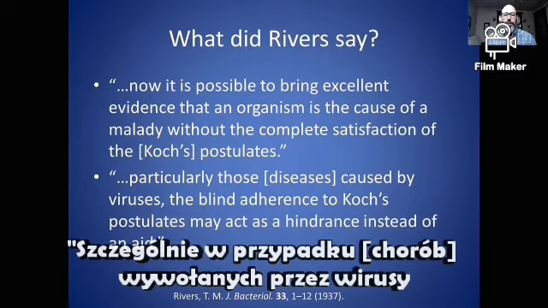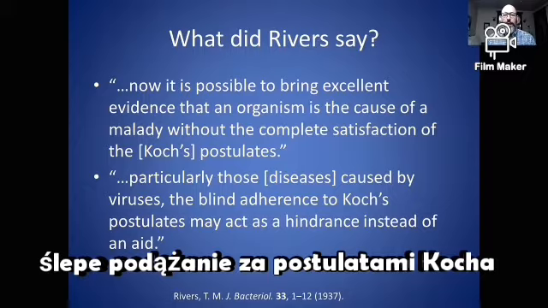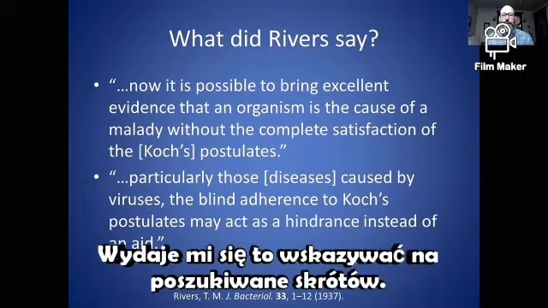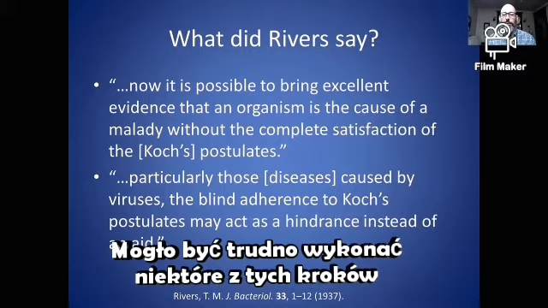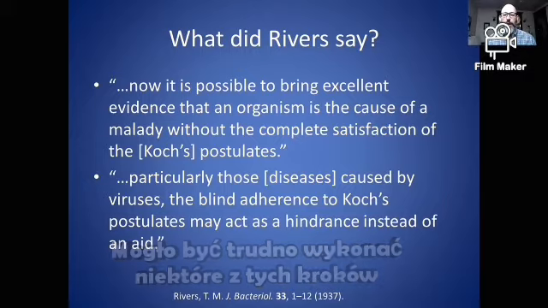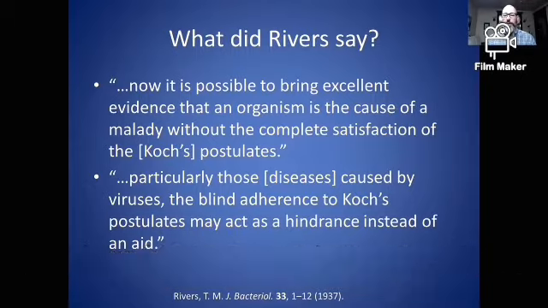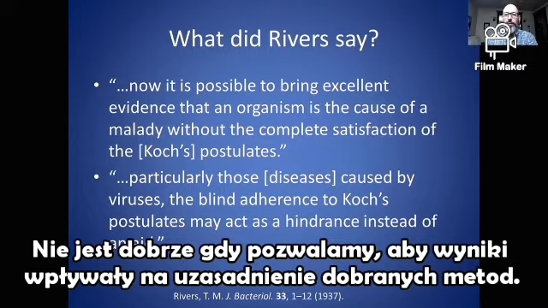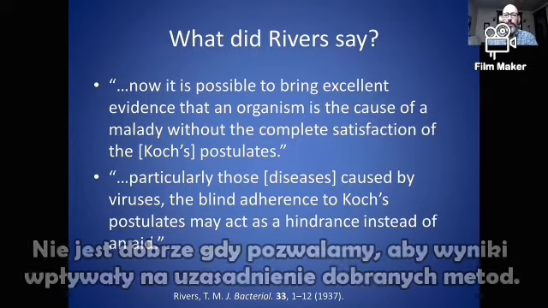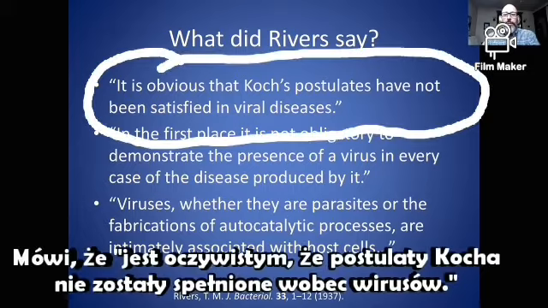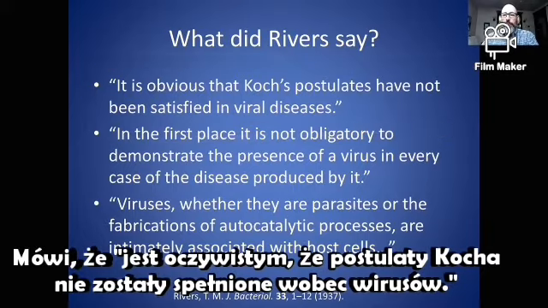Next quote is, "Particularly those diseases caused by viruses, the blind adherence to Koch's postulates may act as a hindrance instead of an aid." Well, I think this indicates that he may have been looking for a little bit of a shortcut, that maybe it was difficult to perform some of the steps, and this makes it a little bit easier to prove a virus is the cause of disease. And it's not good to let your outcome affect your reasoning when determining these things, but I'll still accept the Rivers criteria as valid.